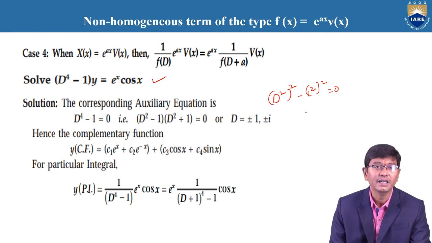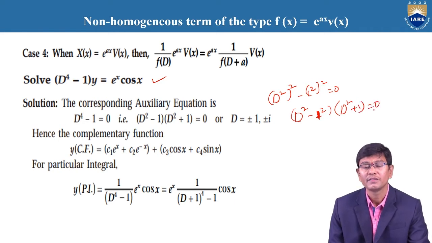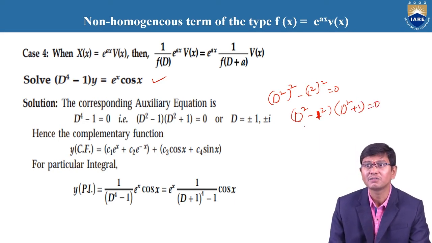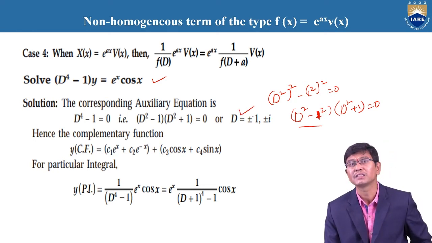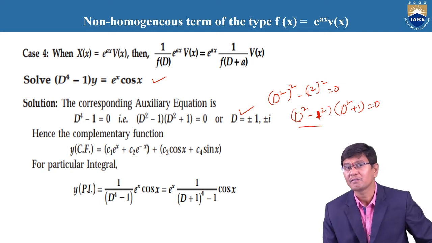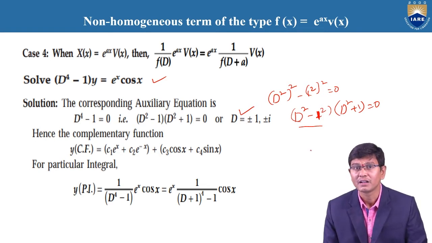By using a square minus b square, we obtain (D square minus 1 square) into (D square plus 1) is equal to 0. Therefore, D square minus 1 square is once again a square minus b square. Using a plus b into a minus b, we obtain that two roots are D equal to plus or minus 1, and the other roots are plus or minus i. The two roots are different, and the remaining two roots are complex values.